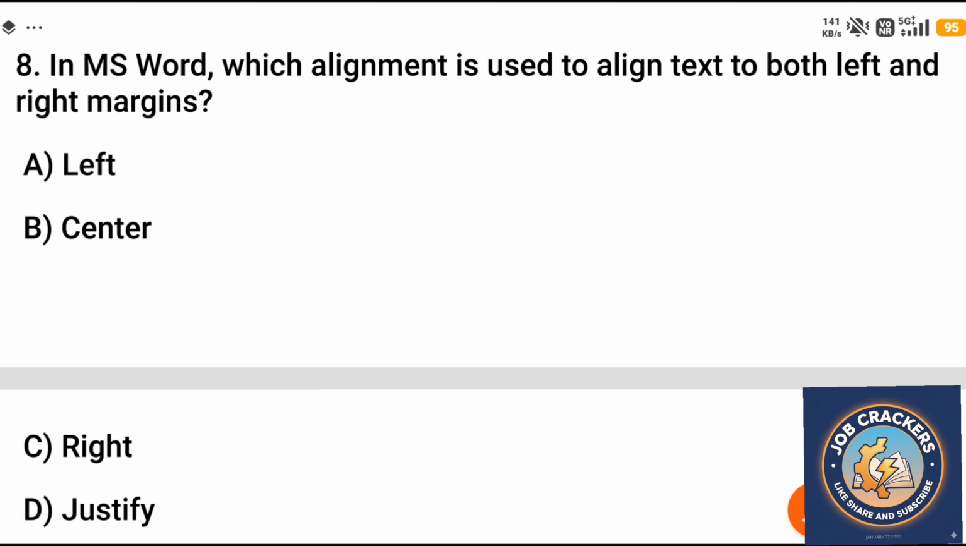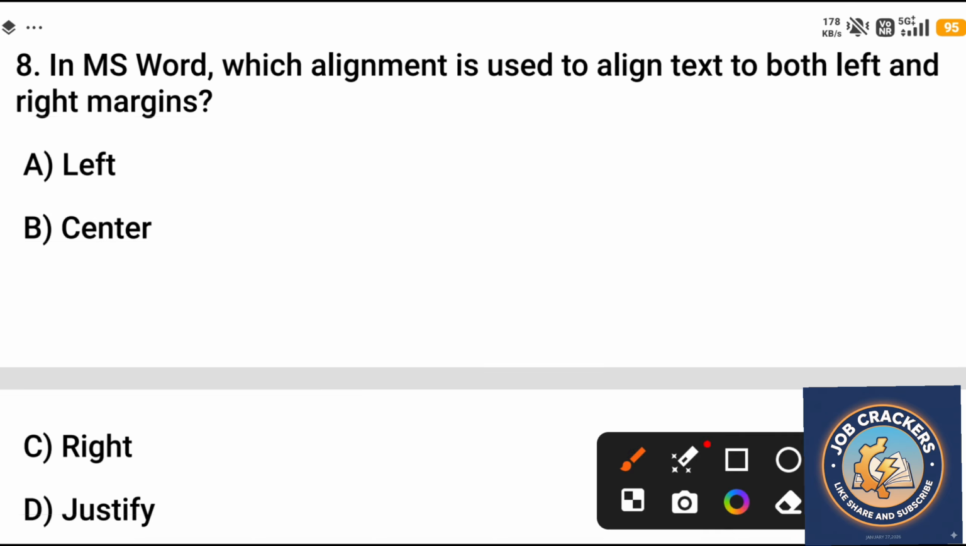Question 8. In MS Word, which alignment is used to align text to both left and right margins? A. Left. B. Center. C. Right. D. Justify. Correct answer is option D.